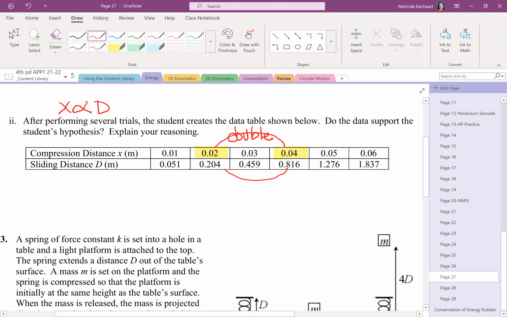Look at your sliding distance. Do we get a double? No. So this one is a quadruple if you look closely, but it's not a double. And so does the data support? No. Explain your reasoning.